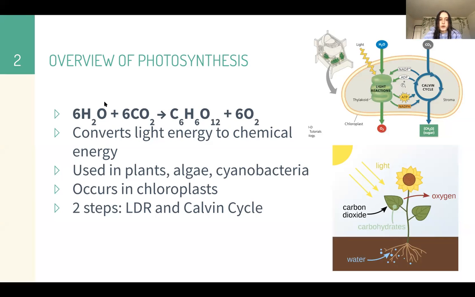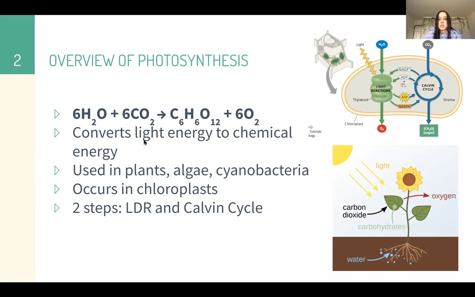The equation for photosynthesis is 6 molecules of H2O, also known as water, combined with 6 molecules of CO2, also known as carbon dioxide, that creates C6H12O6, which is glucose, and 6 molecules of oxygen. So basically what this means is that it converts light energy to chemical energy. And photosynthesis is used in plants, algae, and cyanobacteria.